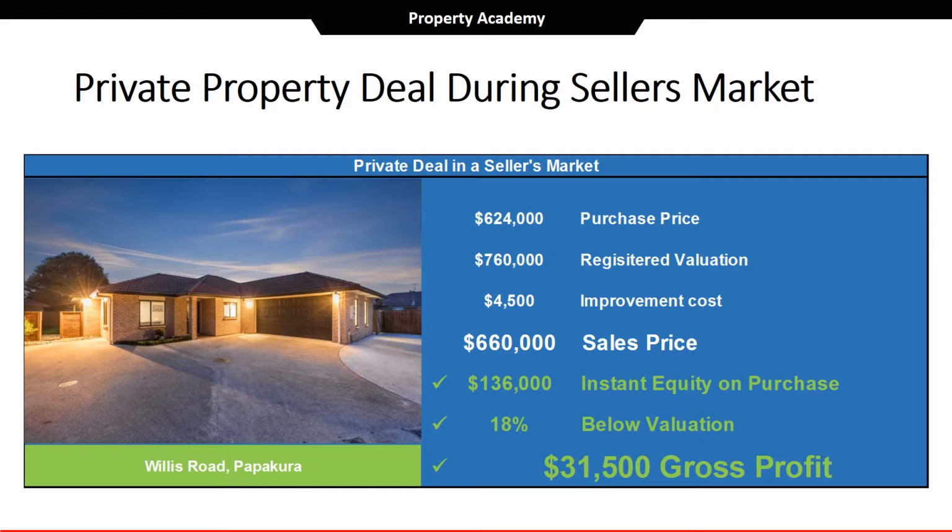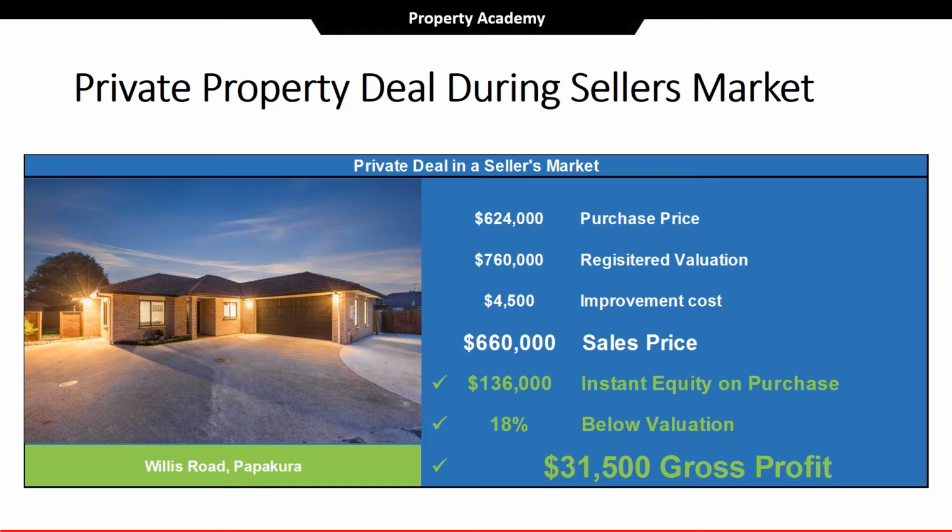And the reason why I'm showing you all these different case studies of deals done in a buyer's market and a seller's market, both through real estate agents on the open market as well as privately, is just to show you guys that regardless of what market we're playing in, as long as you follow the strategies I've been teaching you, you're still going to be able to make these life-changing profits, and huge profits at that. So this deal that we've done in a seller's market was done in Willis Road in Papakura, and we renovated it, and we also on-sold the property as well.